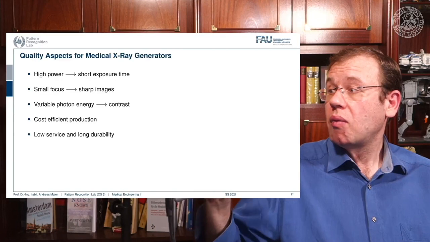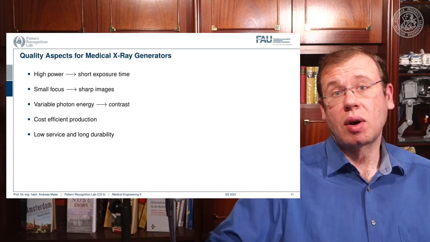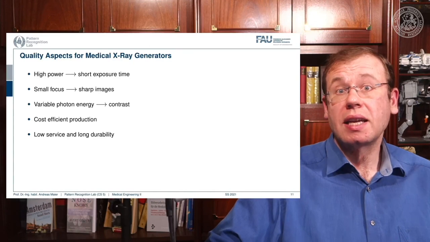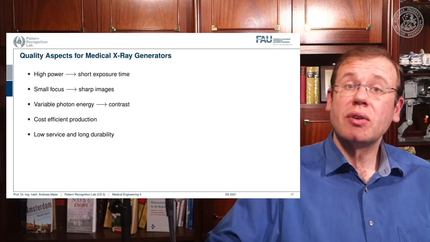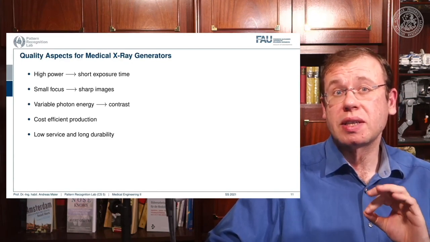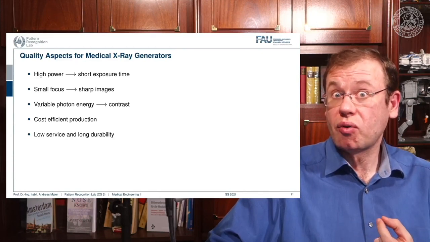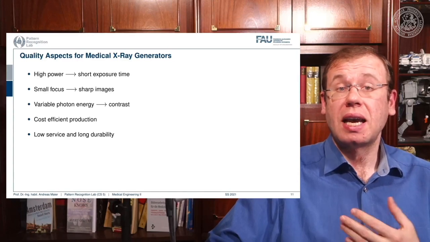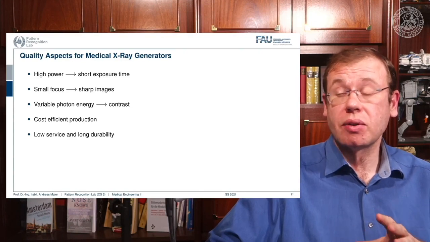What is typically a trade-off is that if you have high power, you have short exposure times. High power means many photons are generated, and this means that you can also have a high frame rate. So you can make many images per second. But on the other hand, you also want to have a small focus. You want the location on the anode dish to be very, very small, because only this way are we able to have a small so-called focal spot, and this is the optical center. And a small focal spot is really important, because otherwise we get blurring, and we'll show that on the next slide.